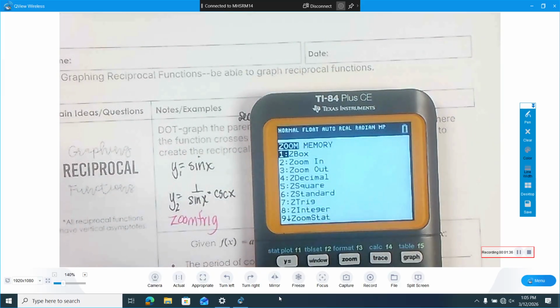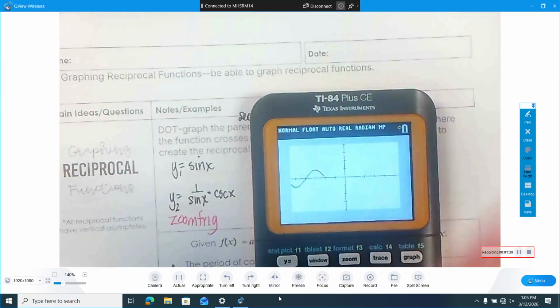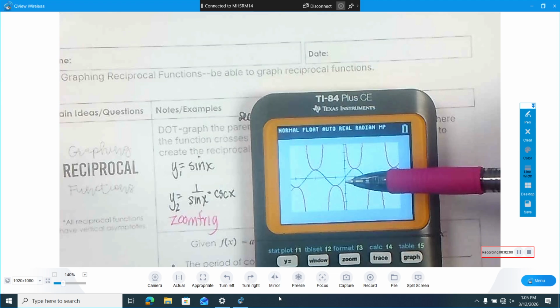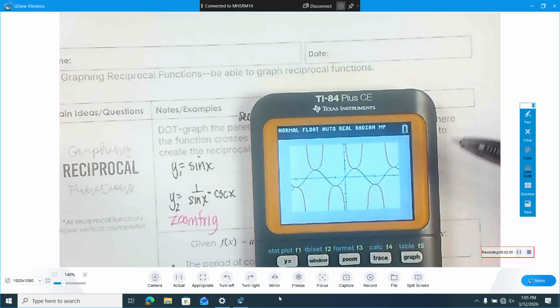Whoops-a-daisy. Zoom trig. Oh, thanks. Oh, okay. Great. Beautiful. So you can see here, in blue, we have graphed our regular old sine function starting at 0. Got our sine song, middle, high, middle, low, middle. And in red, that is our cosecant. That is our cosecant function, which is kind of interesting.